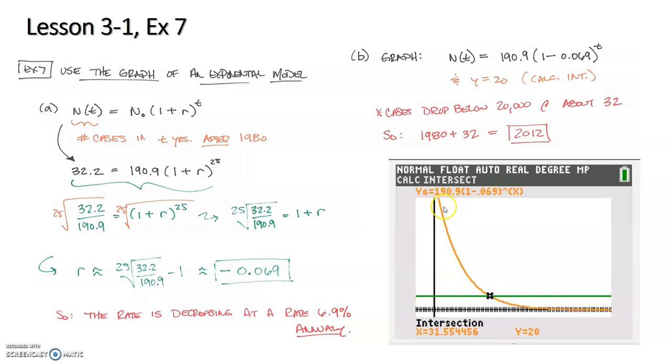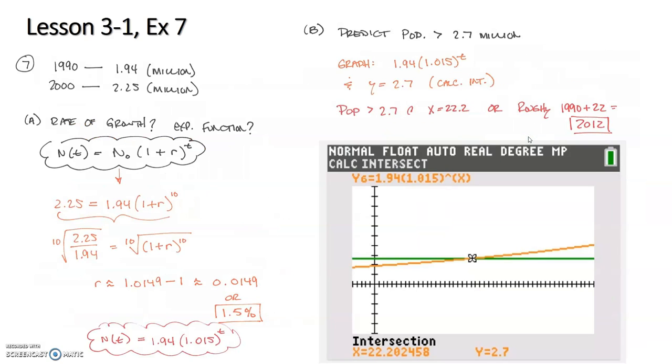This is N of t equals 190.9 times (1 minus 0.069) to the t. You can see it right there. And we simply calculate their intersection point and get 31.55. So basically 32. Add 32 to 1980, and you get around the year 2012 is when we should begin to dip below 20,000 cases. So go ahead and check the guided practice problem. It works through exactly the same way. You can see the graph where I have calculated the intersection point, and hopefully you can work through this one with no problems.